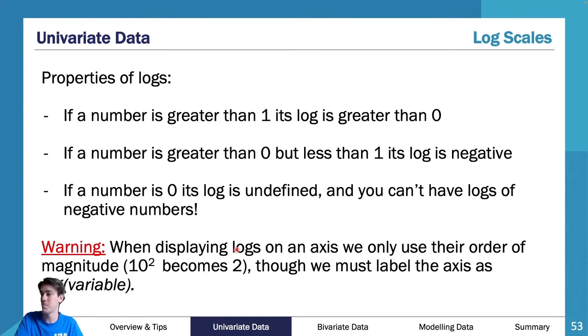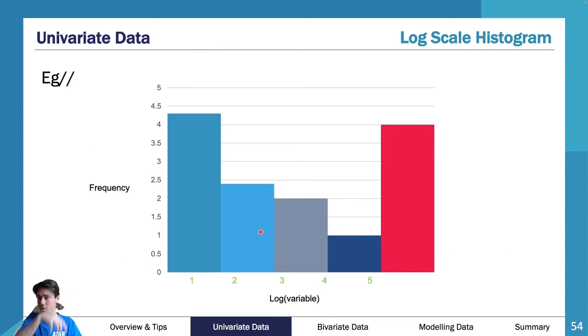So when displaying logs on an axis, we use their order of magnitude. So 10 to the 2 becomes 2, therefore we must label the axis as log variable. Now, this is what I mean by this. Essentially, and again, I didn't fix this one, I should have, this histogram is wrong as well. These are intervals. Think of this interval as 0 to 1. So the first one here, as you can see on the screen, is 0 to 1.